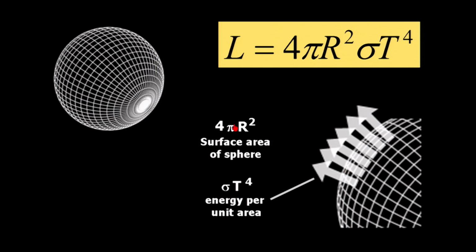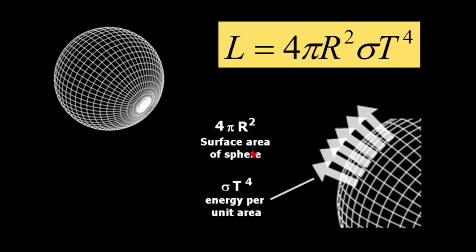Now, to understand what that means, let me switch to a slightly different picture. Here's the idea. Let's imagine we take a star and divide its surface into equal little sections. Each of these squares represents a unit of area. If we want to know how many units of area there are altogether, that is simply 4 pi r squared. So the surface area of a sphere is 4 pi r squared.